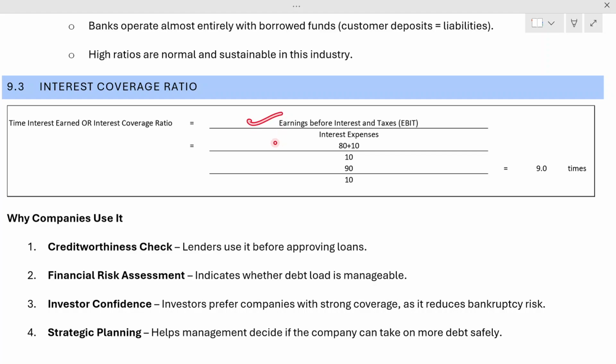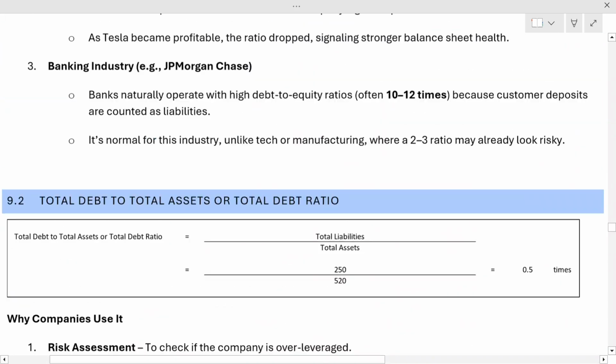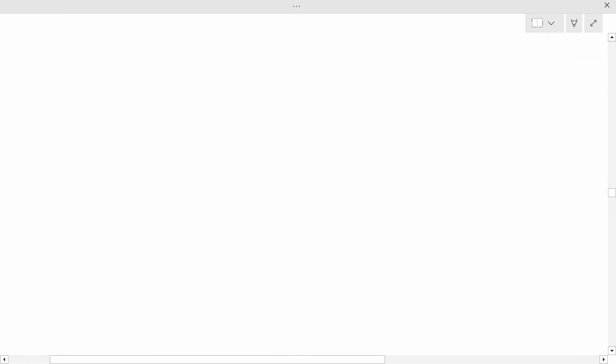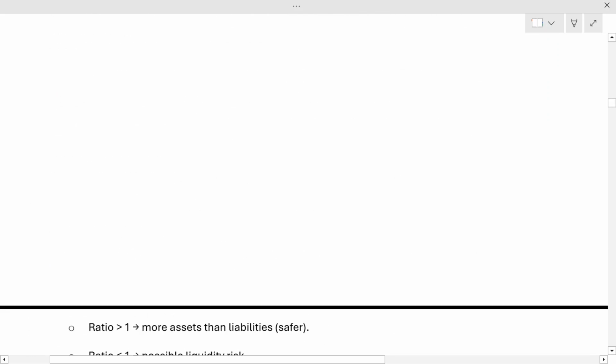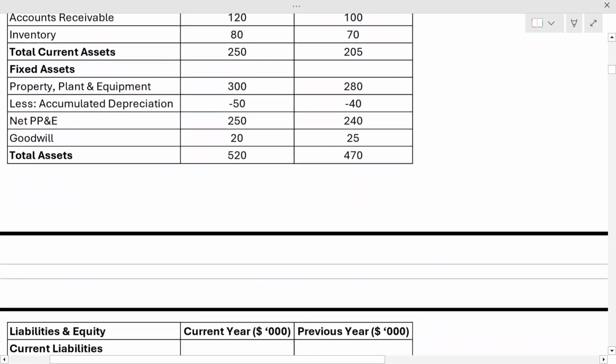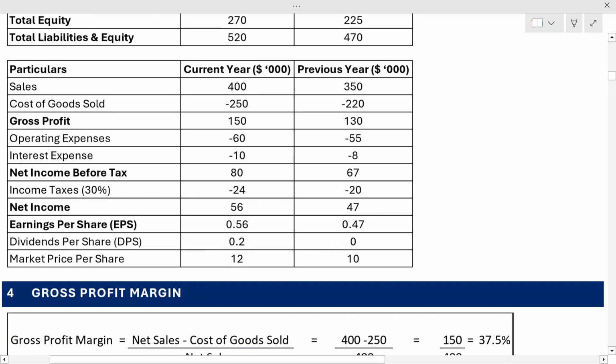So let's go and try to see our EBIT, what we call it, and our interest expenses in our PNL or balance sheet. So we are going to our PNL here, and here we can see our net income before taxes is given as $80,000, but this is before taxes, and interest expense has already been reduced out of it. So we need this amount before interest.